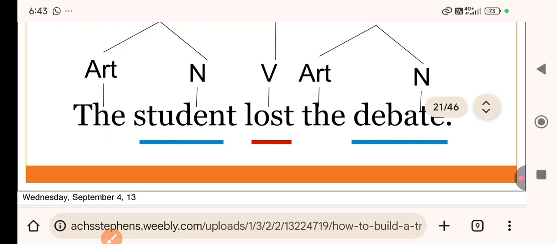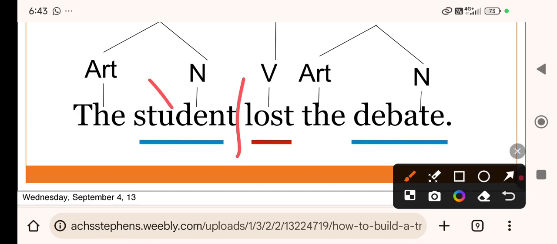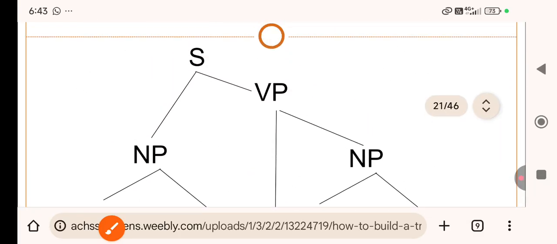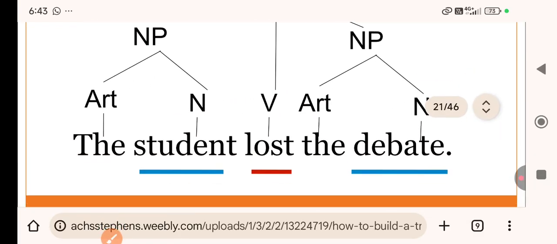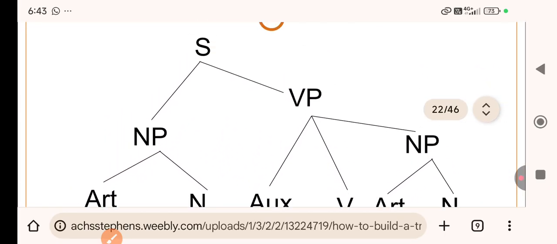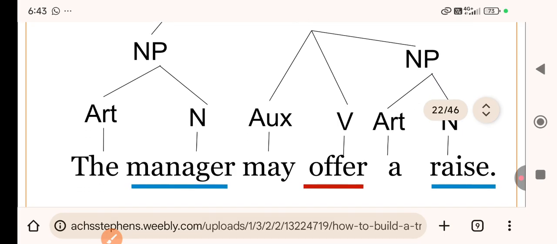The student lost the debate. Simple sentence, right? In this sentence, the student is one noun phrase and this is another noun phrase and this is a verb, right? So this is a sentence. Okay. Then next is another sentence: the manager may offer a raise, right?